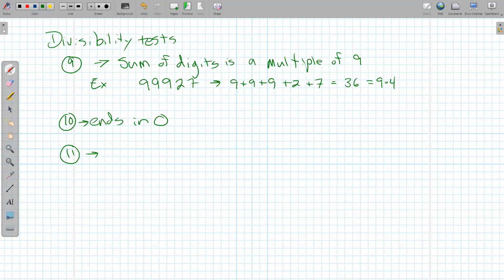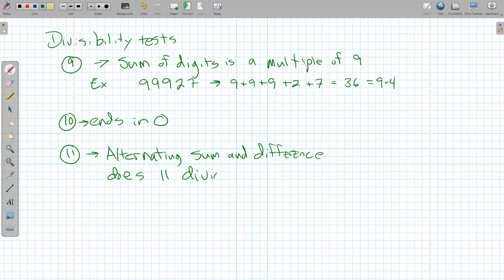All right, so I'm gonna put up an example and test it out. It's an alternating sum and difference, and there's a couple of versions of it. And so I'm going to go over the easy version of it. So suppose I want to know, does 11 divide 135,795?